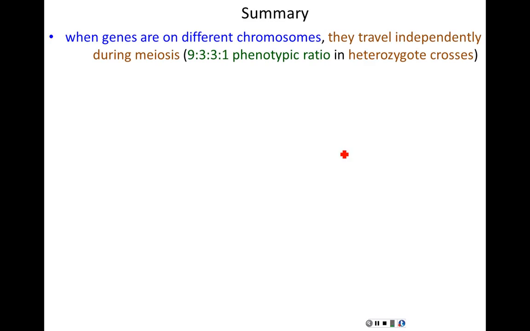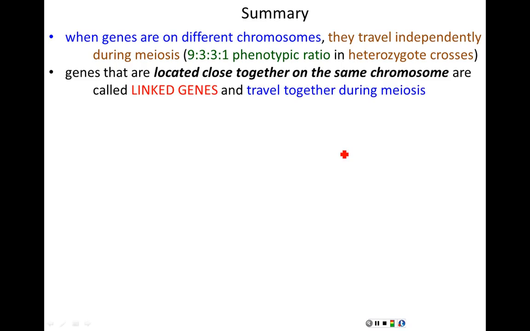Alright, so what did we talk about in this lecture? Well, we said when genes are on different chromosomes, they travel independently during meiosis. And we've been saying that since the second lecture, segregation and independent assortment. We've seen the results of that in our dihybrid cross lecture, where we get the 9:3:3:1 phenotypic ratio when we cross 2 heterozygous individuals in a dihybrid cross.